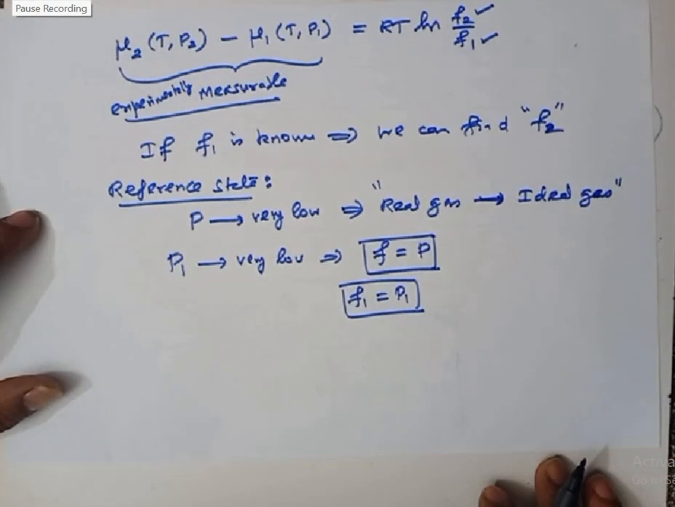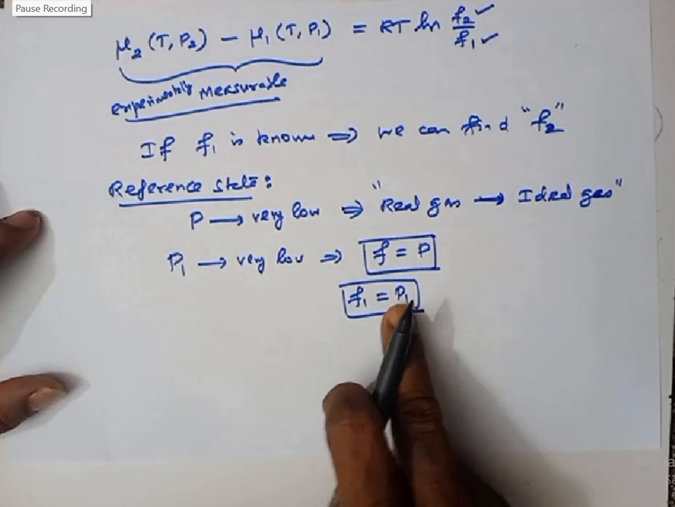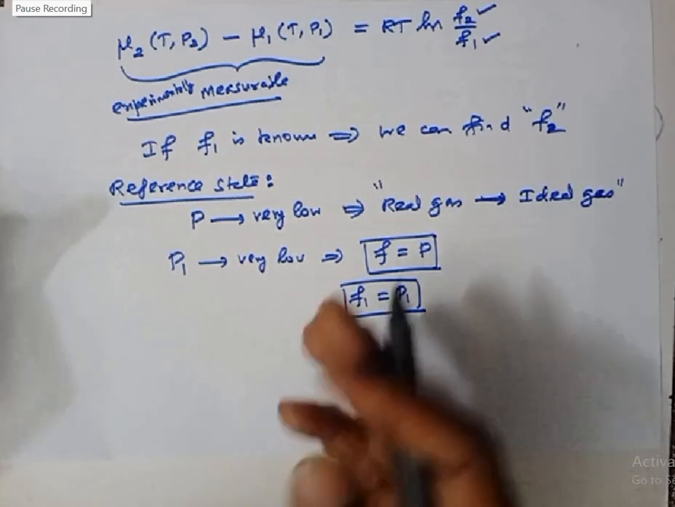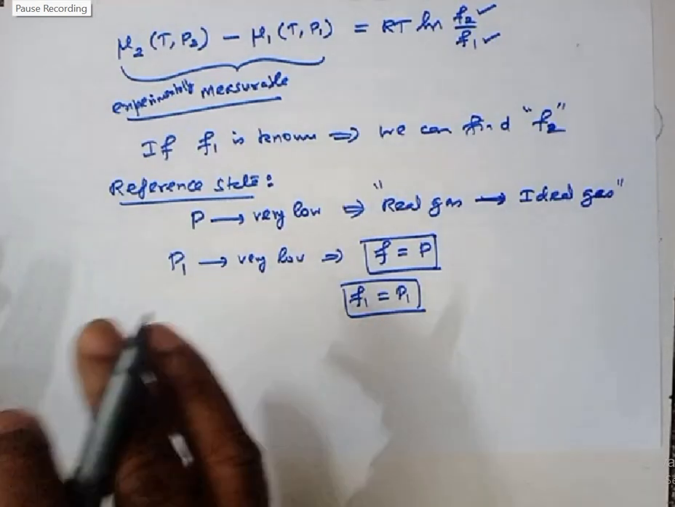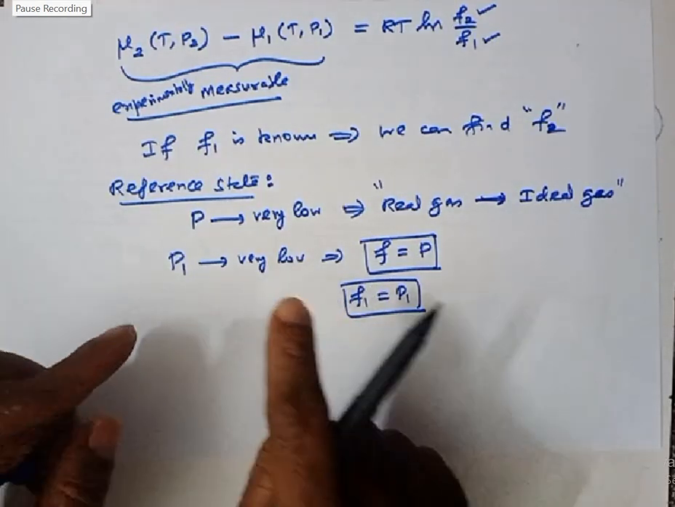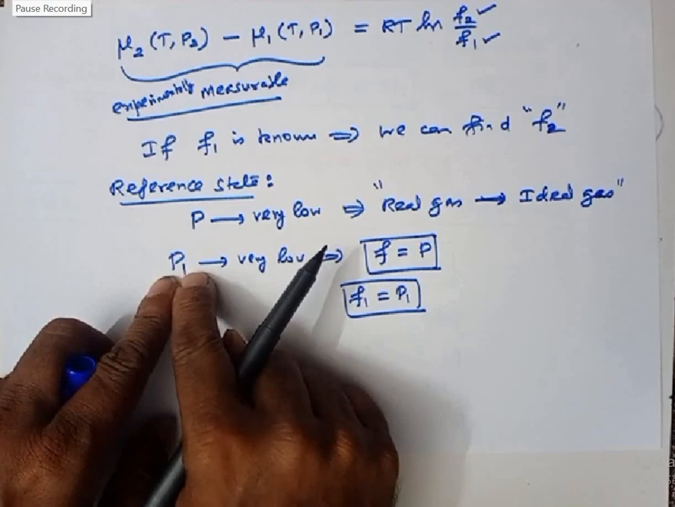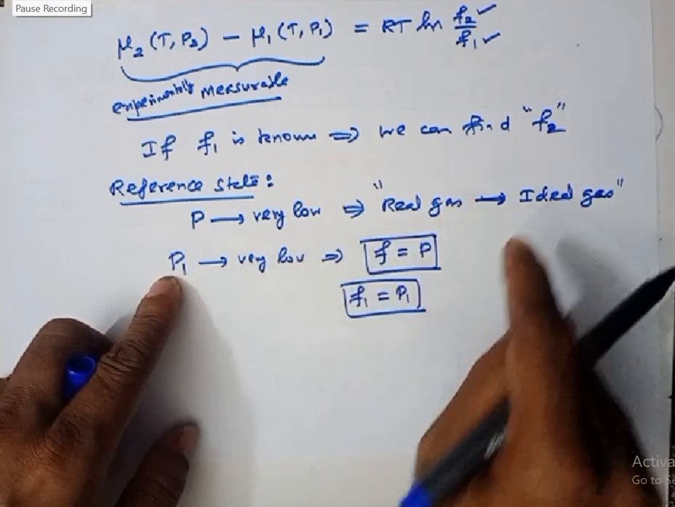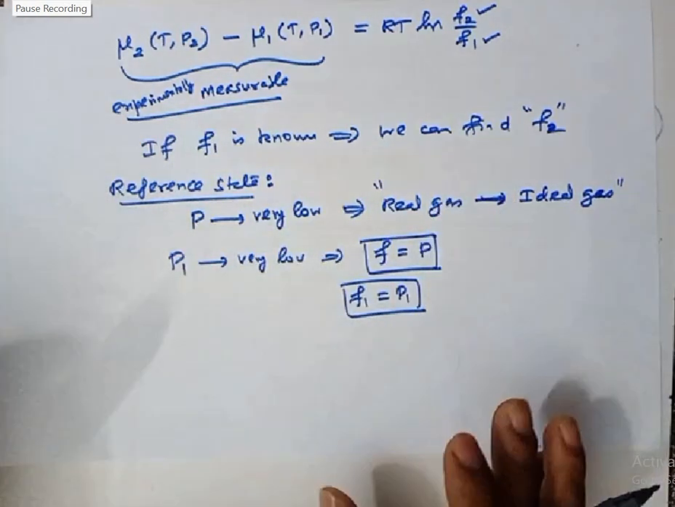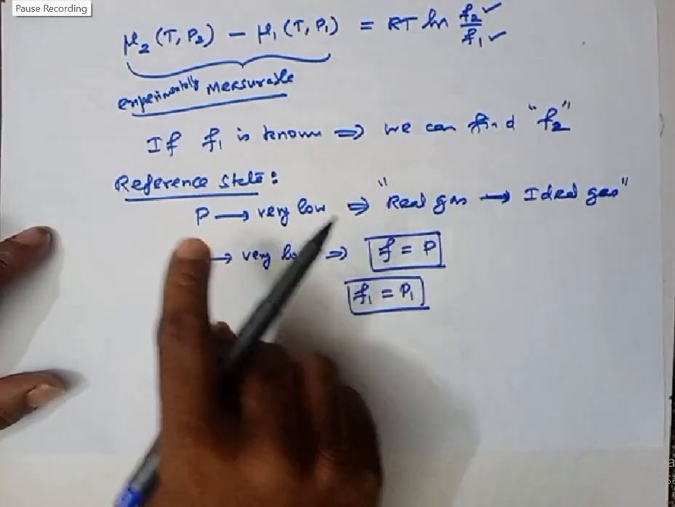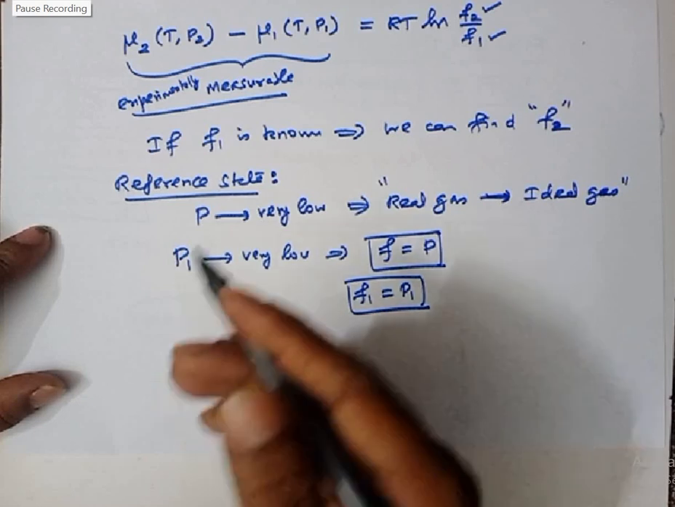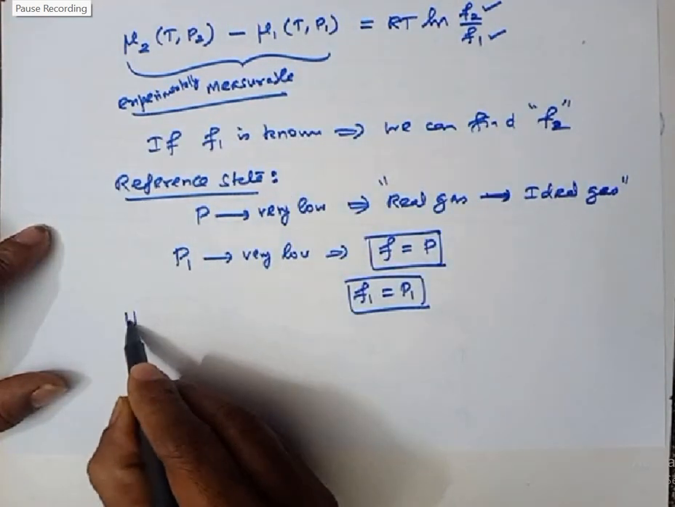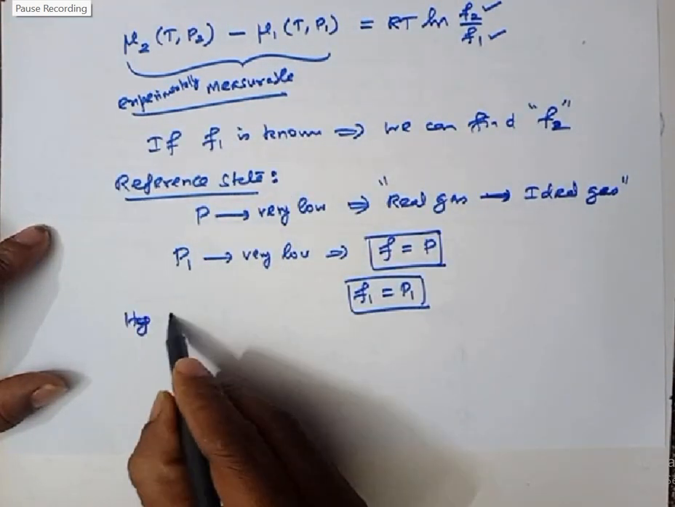Now, P1 should be a low value. But for each and every gas, you need to identify at what pressure P1 the gas behaves like ideal gas. It is somewhat tough. So what scientists did was, instead of a reference state, they took a hypothetical state, a standard state.